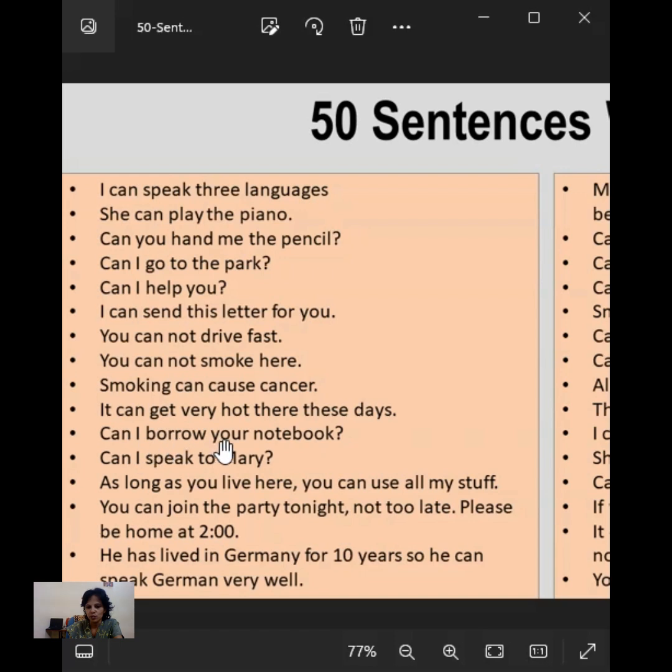And next one, can I borrow your notebook? Can I borrow your notebook? You want permission. You are asking, can I take? You are asking the other person because you want to take their notebook, so you need permission. Can I borrow? Can I take your book? It is a formal way of asking.